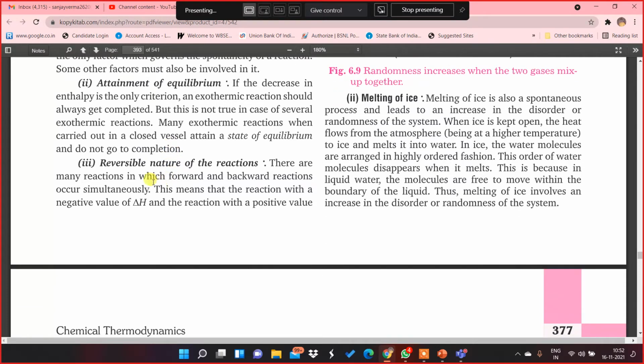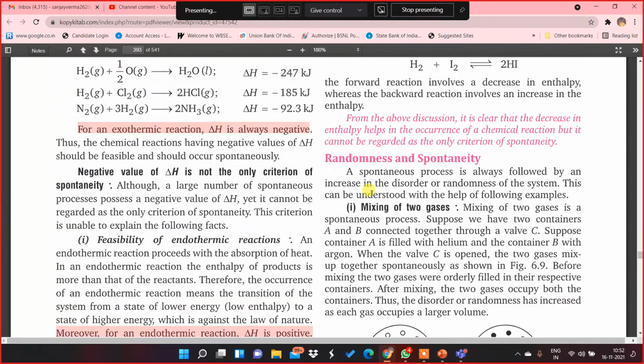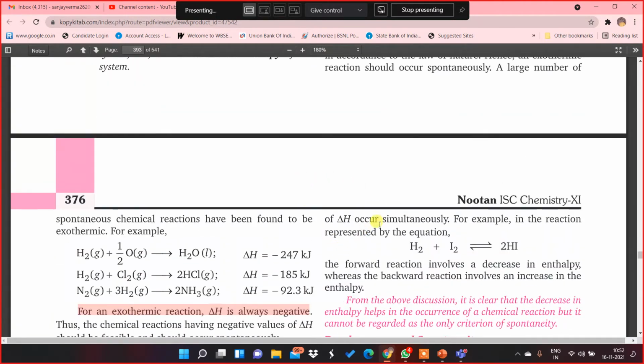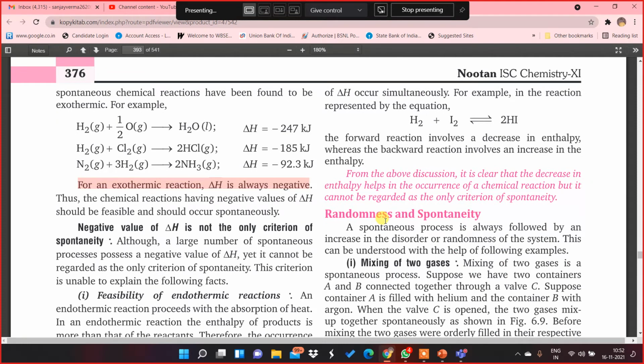Next one is the reversible nature of the reaction. There are many reactions in which forward and backward reactions occur simultaneously. That's a reversible reaction. This means that the reaction with a negative value of delta H and the reaction with a positive value of delta H occur simultaneously. Negative value and positive value, they are occurring simultaneously.